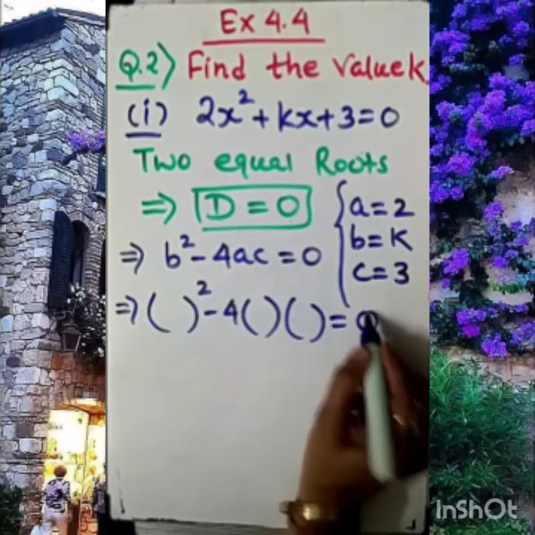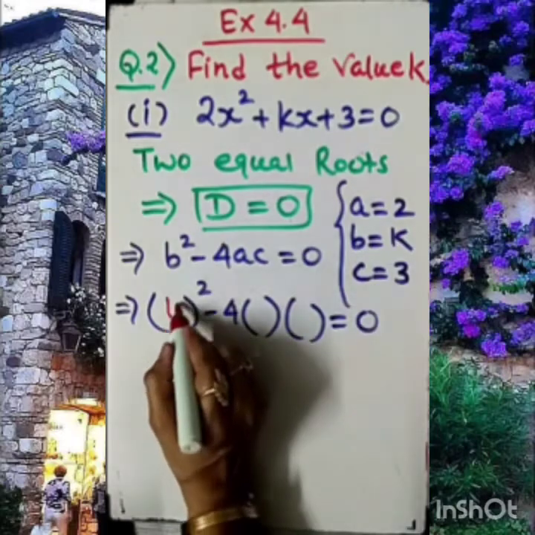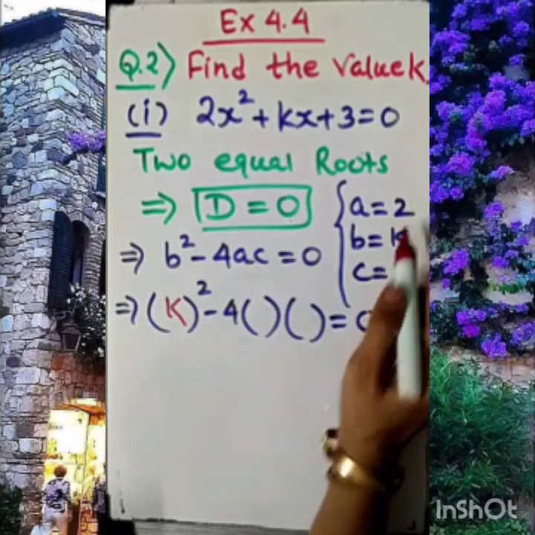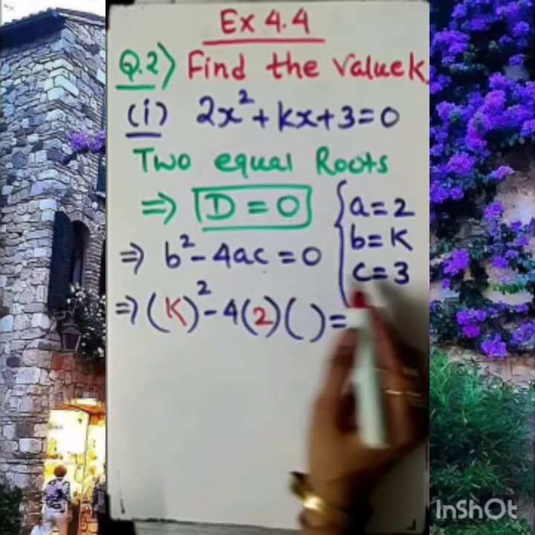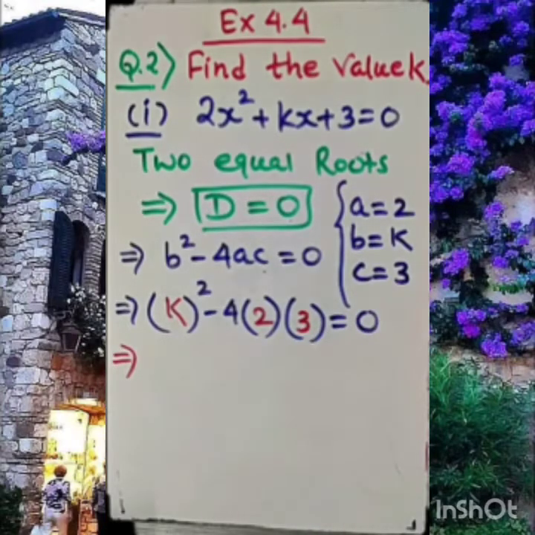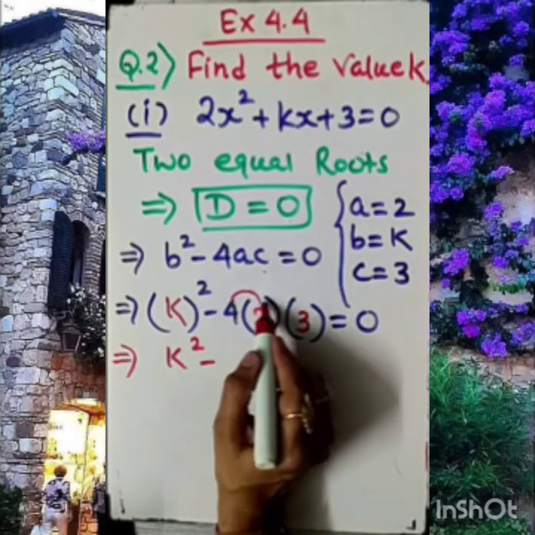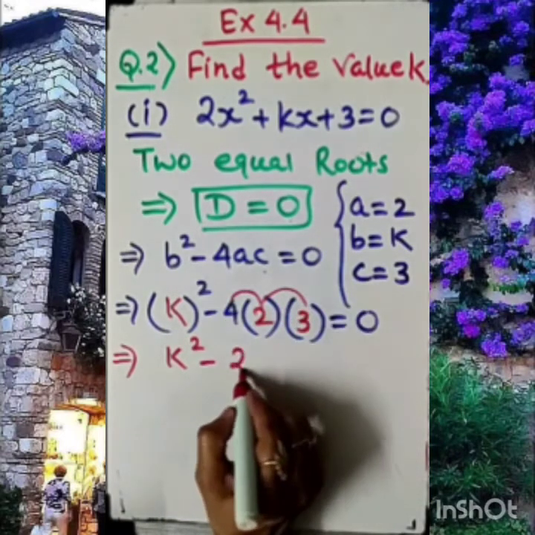Which is equal to 0. What is the value of B? That is k. I am mentioning it here, k. What is the value of A? 2. What is the value of C? That is 3. So I need to simplify k square minus 4 into 2 into 3, that is 24, equal to 0.